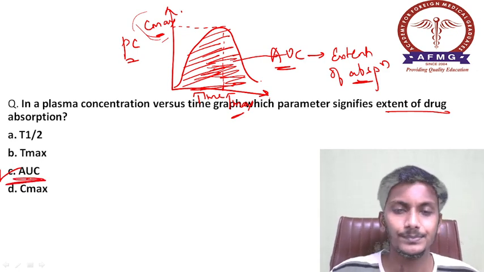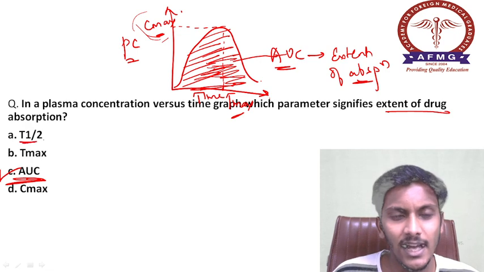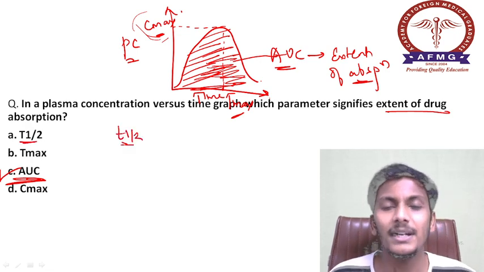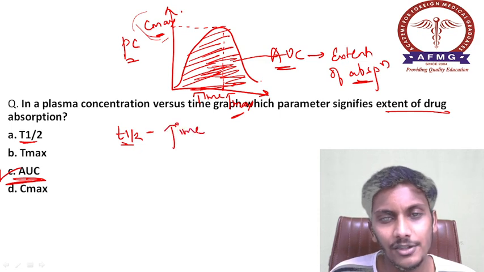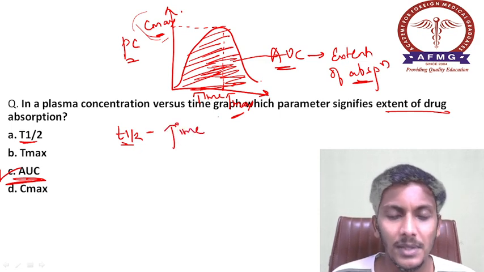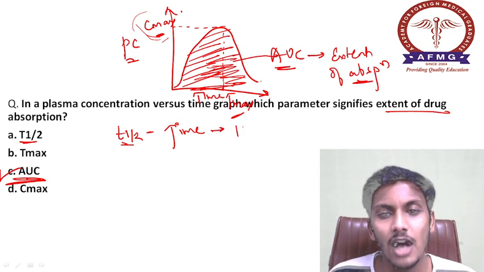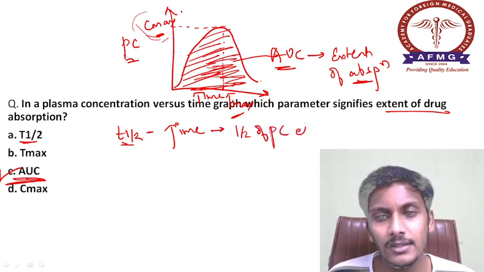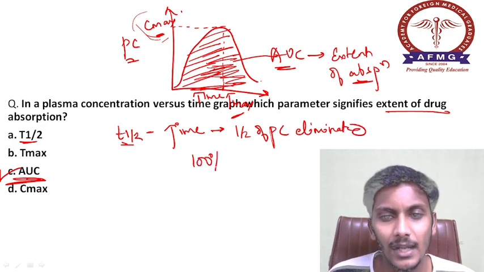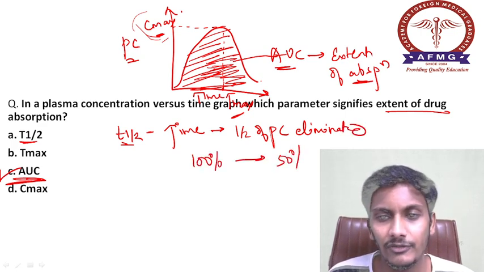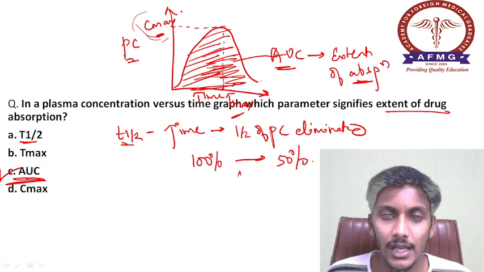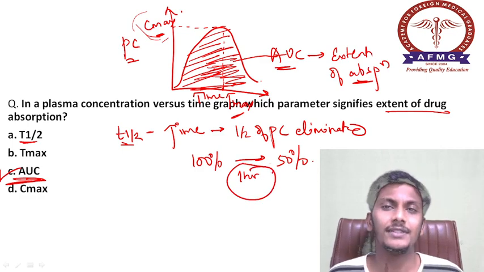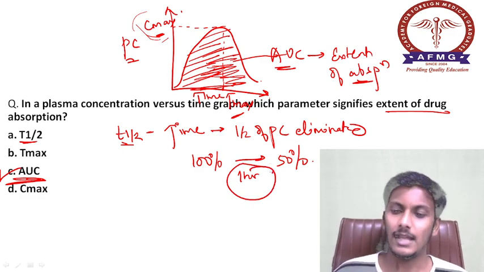Remember this. Then what is half-life? T half. Please remember, T half is your half-life. It is the time in which half of the plasma concentration of a drug is eliminated. Meaning, if the concentration of a drug was 100% and in one hour the concentration became 50%, then 50% of the plasma concentration was eliminated in 1 hour, and therefore the half-life of this drug would be 1 hour.